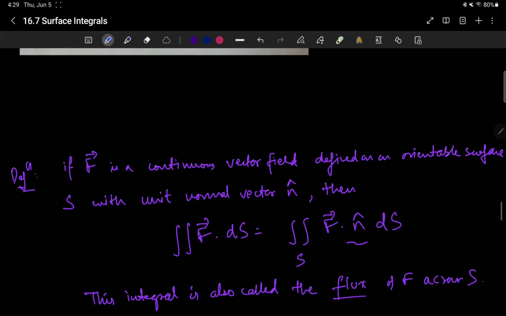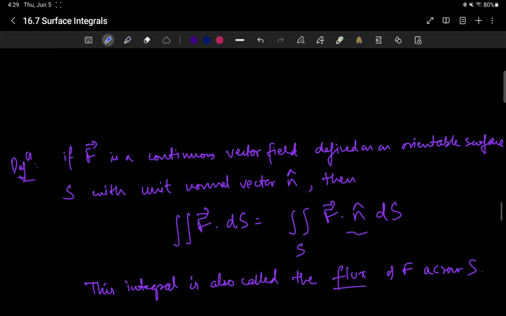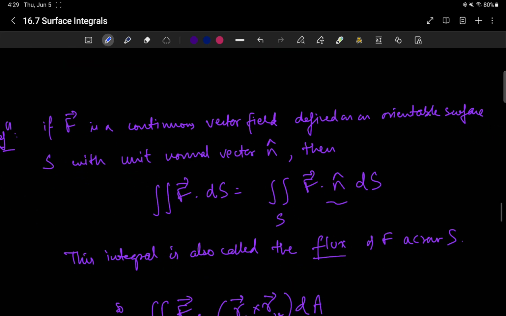And that gives us the definition, which is: if F is a continuous vector field defined on an orientable surface, so all of this is happening on an orientable surface, we will not deal with calculus of non-orientable surfaces, with the unit normal vector n cap, then the surface integral is the integral of F dot n cap dS. And this integral is also called the flux of F across S.